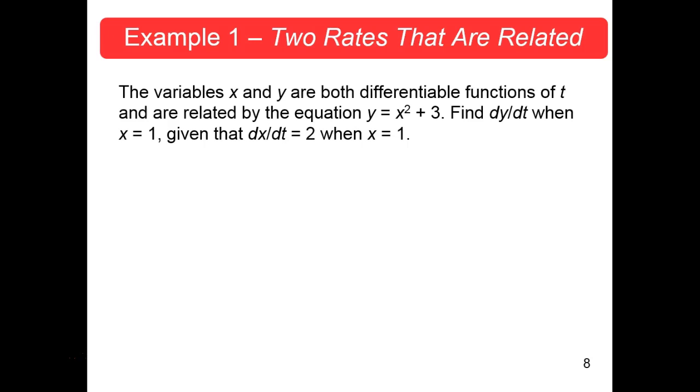The variables x and y are both differentiable functions of t, which is something sort of new we haven't done before, but they are. And they're related by this equation, y equals x squared plus 3. Find dy/dt, not dy/dx. dy/dx is easy, right? dy/dt, if both y and x are functions of time. So dy/dt would be what? Help me. dy/dt is?